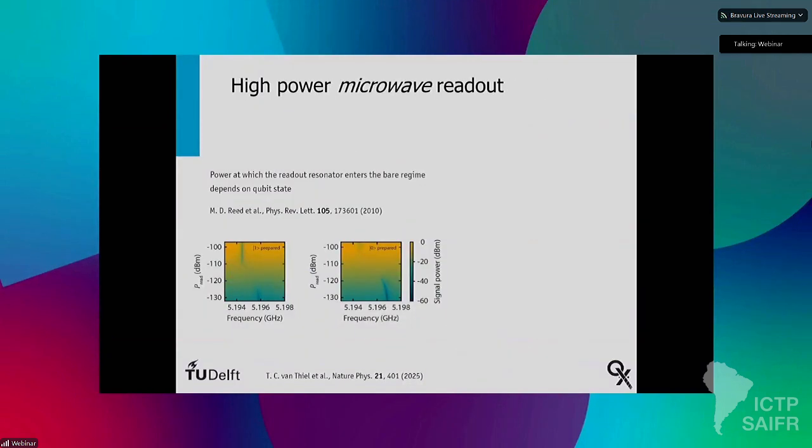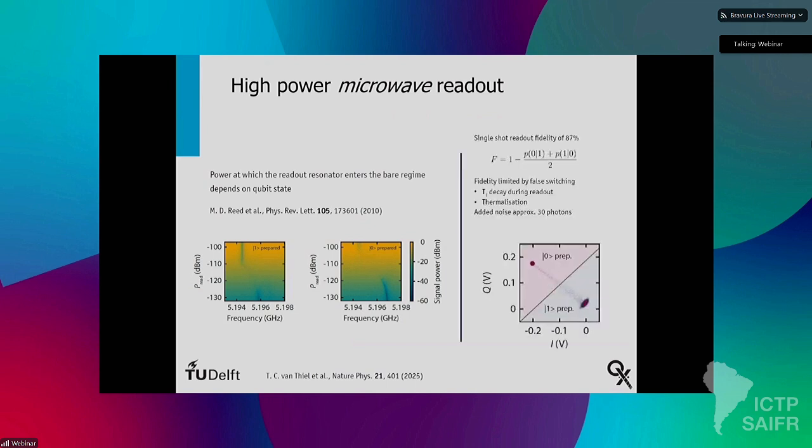We're not doing the standard low power dispersive readout. We're actually working in the high power readout regime. So we first demonstrate that this actually works purely with microwaves. This is a technique that was first demonstrated at Yale about 15 years ago. Essentially, when the readout resonator gets into the bare regime depends on the state of the qubit, if it's in the ground state or in the first excited state.